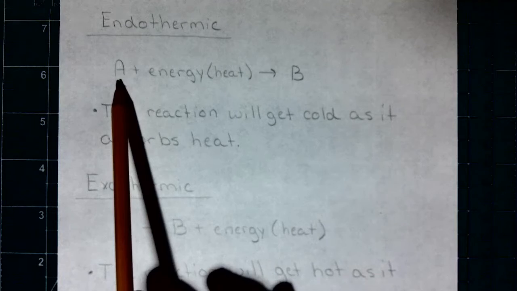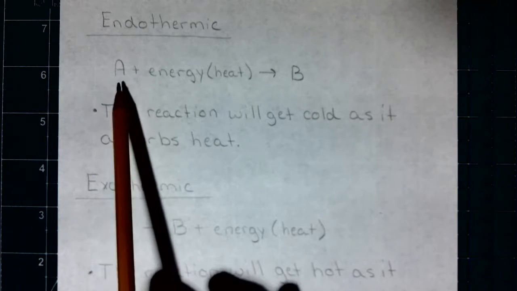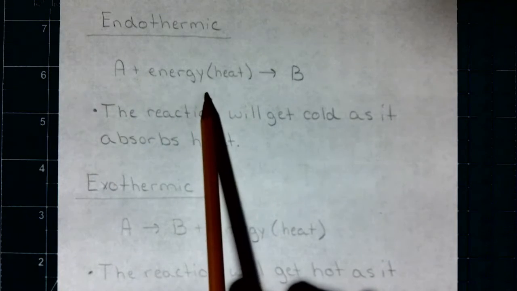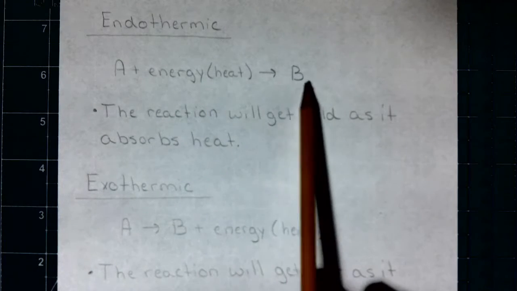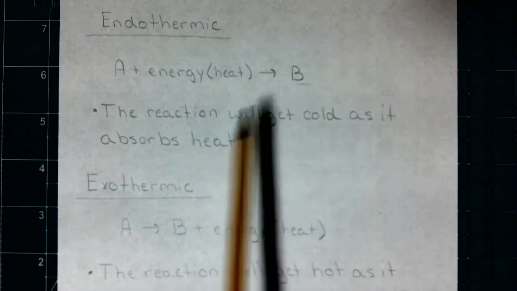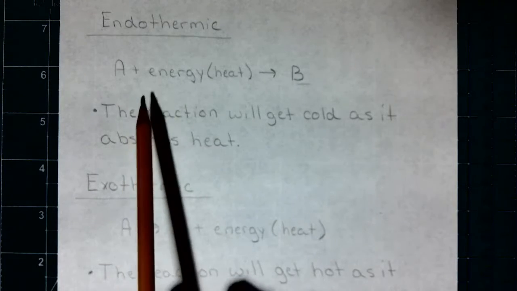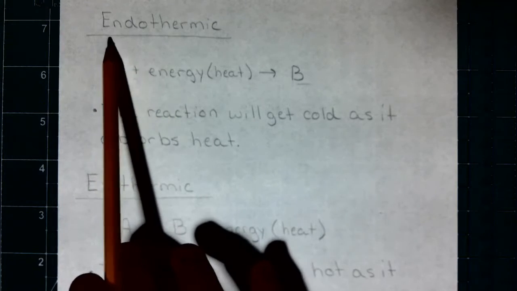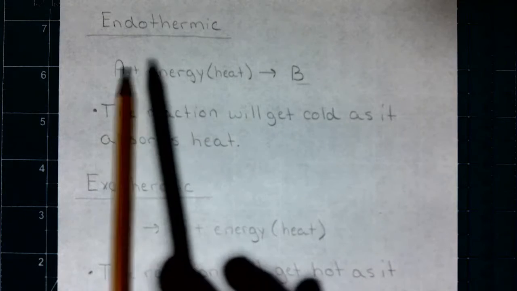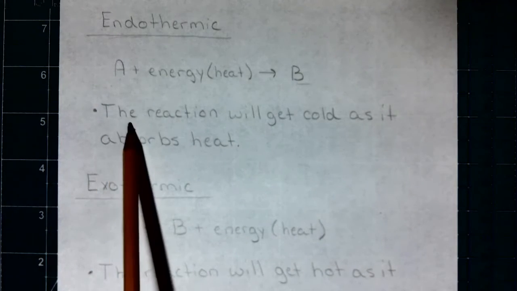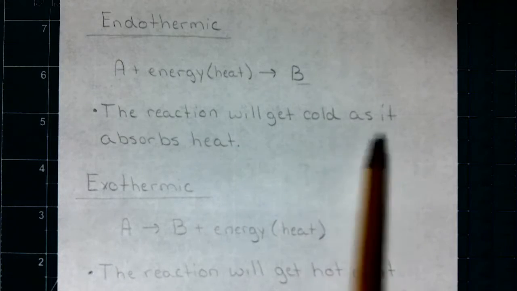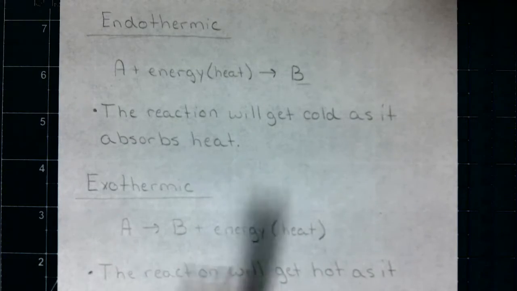So in a reaction where I have something, I add energy to it. That energy goes into that thing to make B. This is what we call an endothermic reaction. So endo means in, so energy is going into the reactants to make the product. And this reaction will get cold as it absorbs heat.